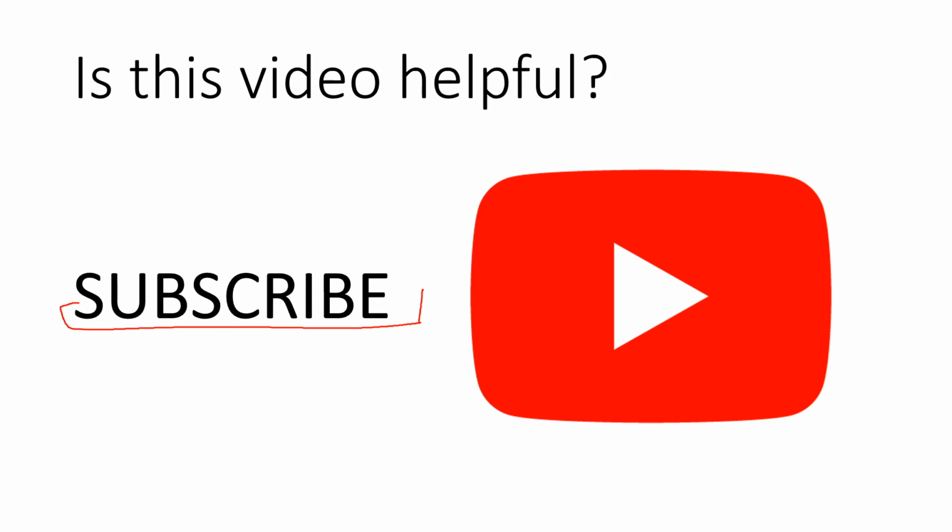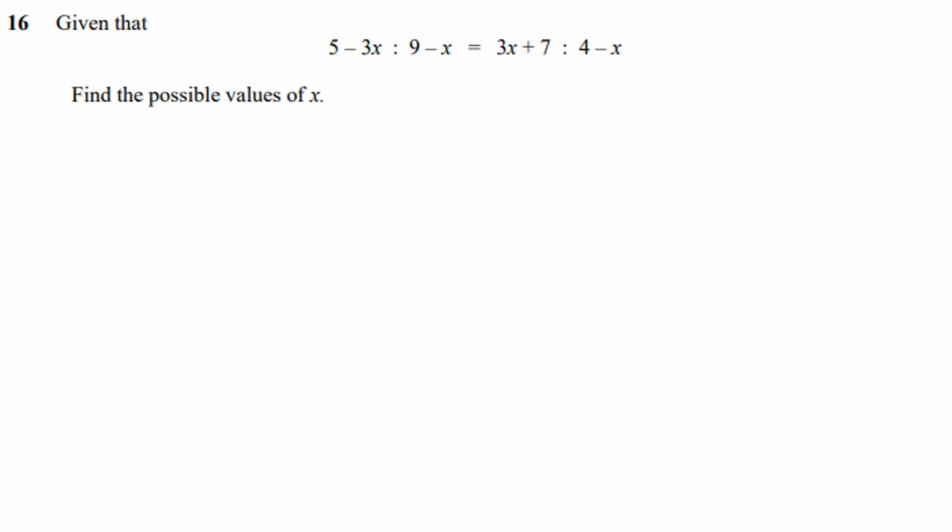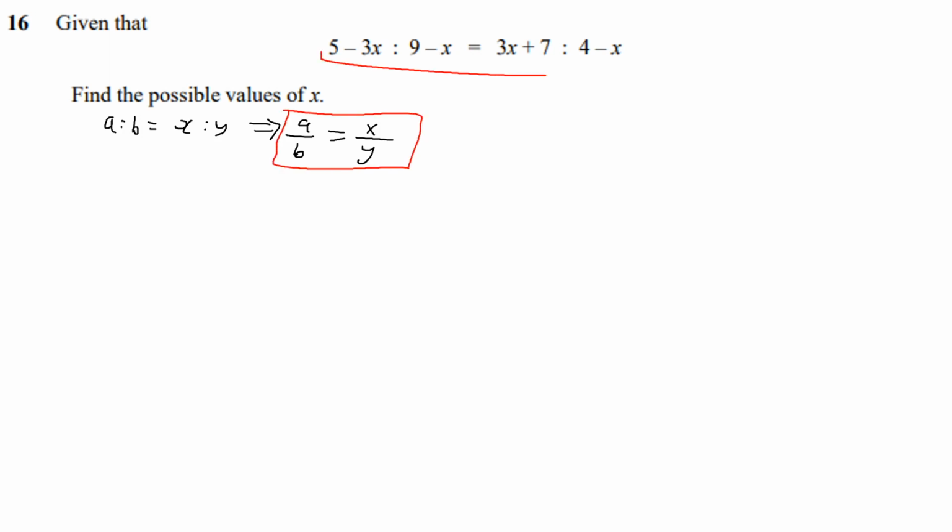Now let's look at that same equation, but this time in a different context. See, for this one we're told that these two ratios are equal. Find the possible value of x. Okay, so if you remember from my ratio videos, you would know that if a to b is equal to x to y, that means then that a divided by b is equal to x divided by y. And so let's use this principle here in order to answer this question.